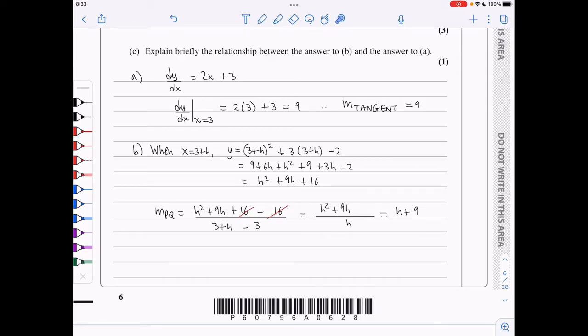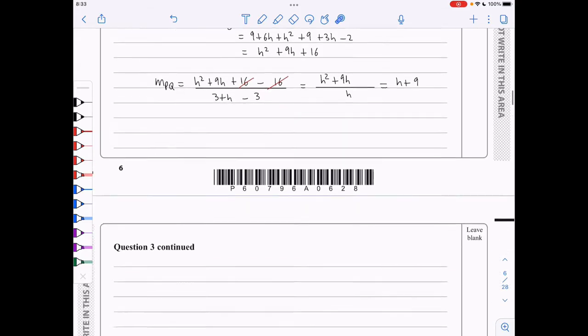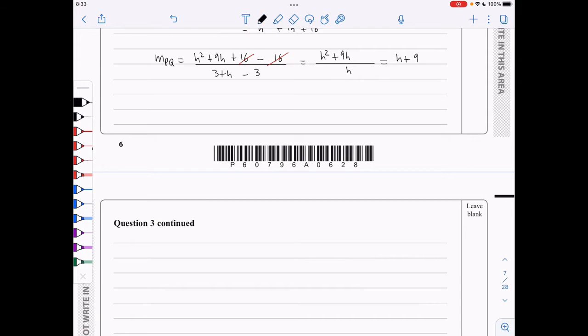Part C, explain briefly the relationship between the answer to B and the answer to A. Well, we just need to say that as h tends to 0, the gradient of PQ, which was h plus 9, will tend to 9, which is the gradient of the tangent.